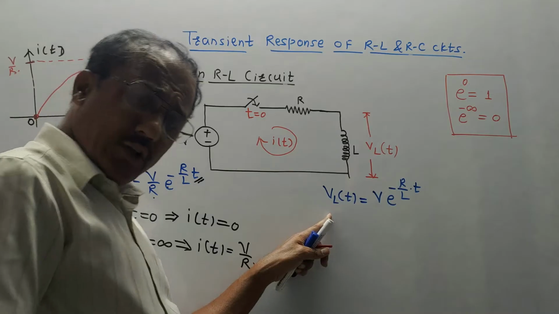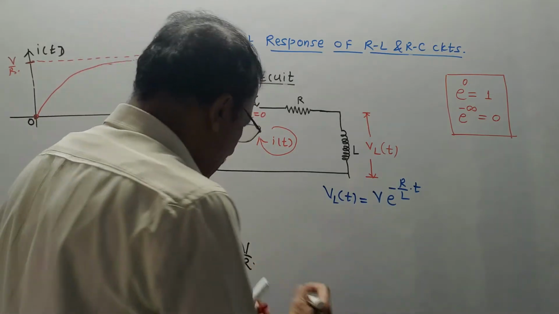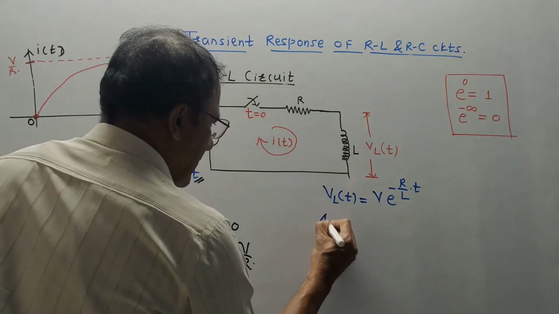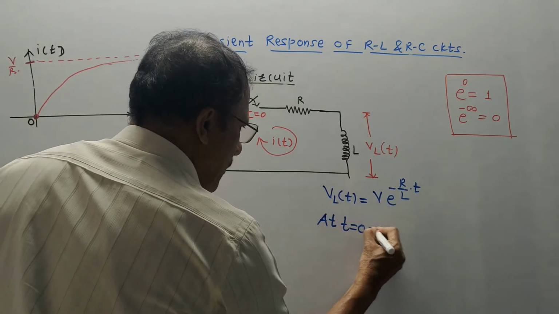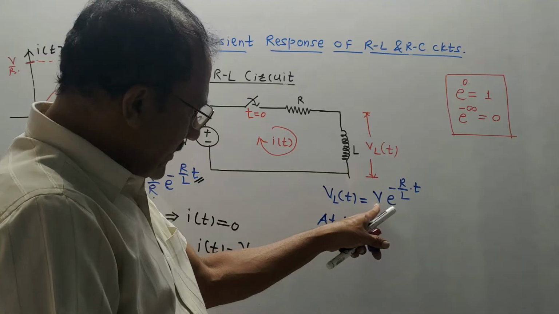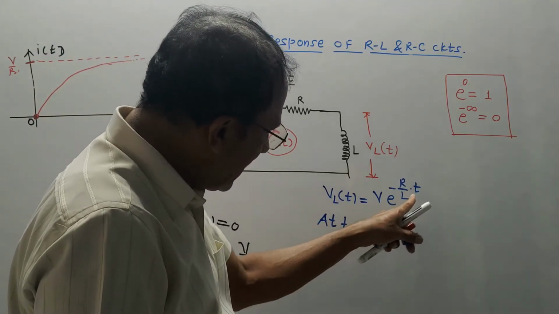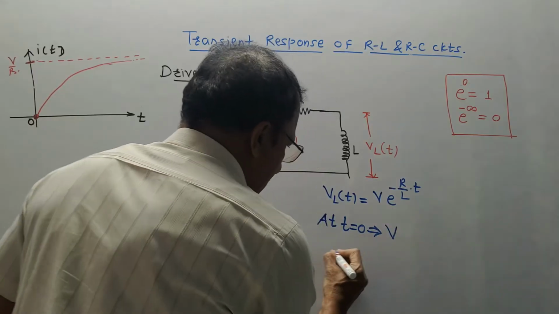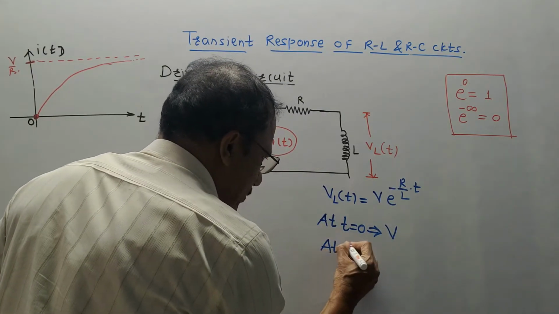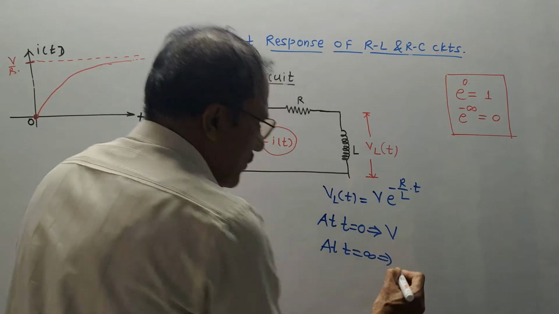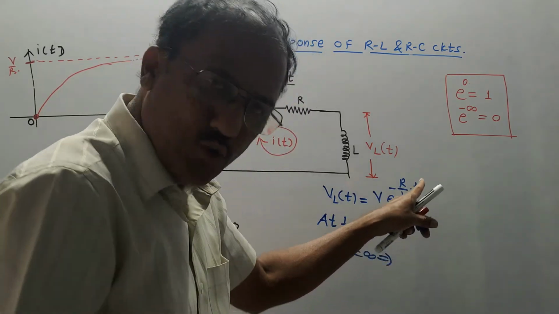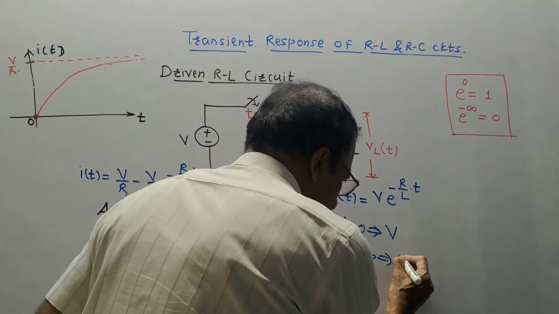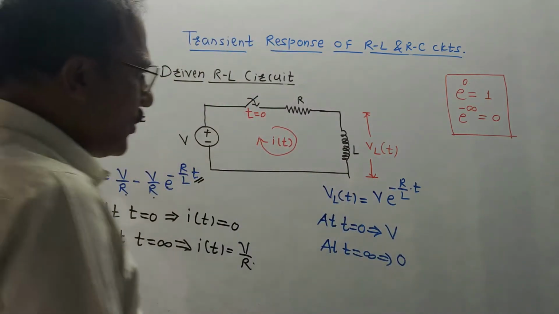Second, if I want to draw the graph of VL of t, how to do it? Same analogy I will be using. First, I will put t equals 0. If you put t equals 0, this V remains as it is. You will get e raised to 0, and e raised to 0 is 1. That means V into 1, the answer is V. Similarly, at t equals infinity, you will get e raised to minus infinity, which is 0. 0 into V is 0, so the answer is 0.